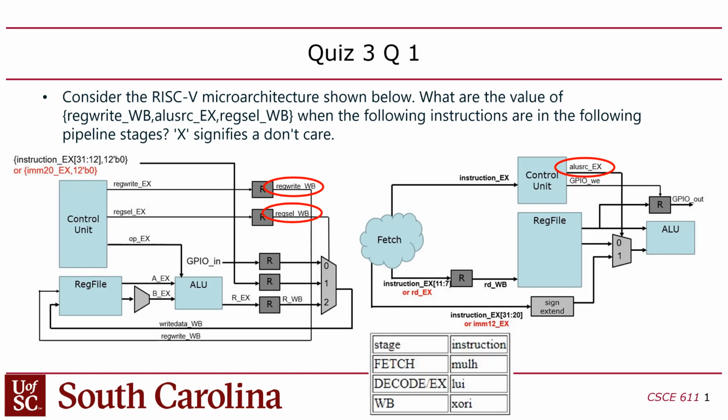If I had asked you for ALU source WB, well, I wouldn't have asked you that because there is no ALU source WB, because the ALU doesn't do anything in the write back stage. It's only an execute stage thing, right? Reg select WB is associated with the XORI instruction, and it is here. It's controlling the MUX that controls what goes back to the register file, what gets written back.